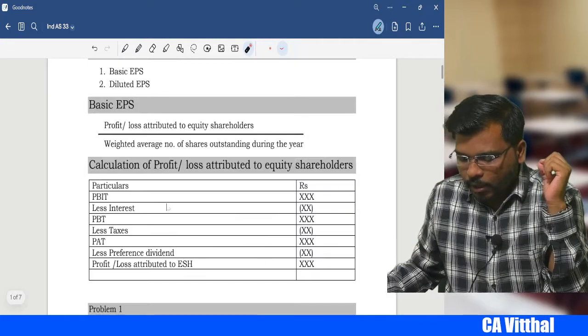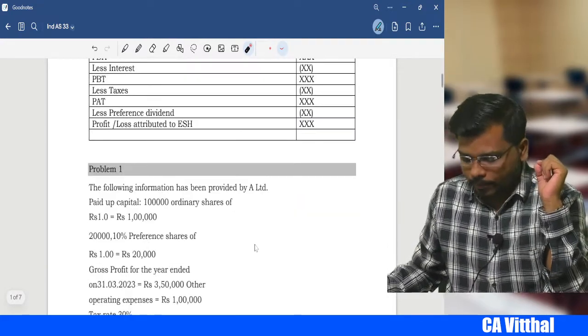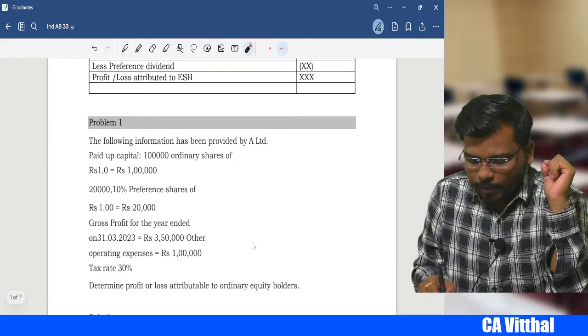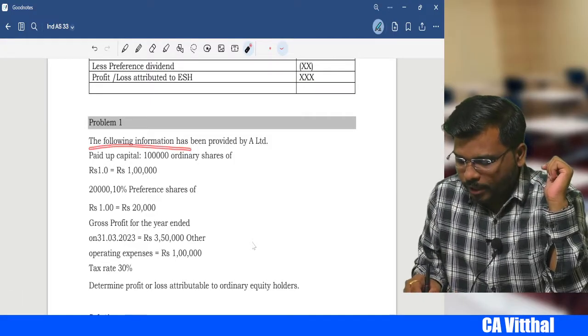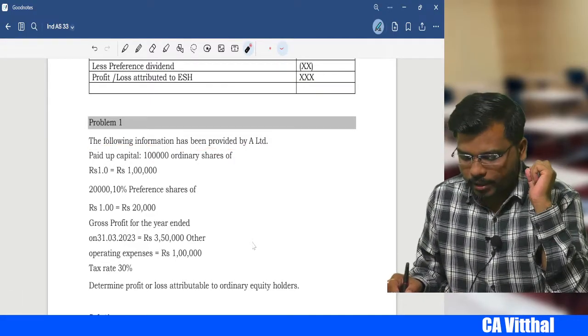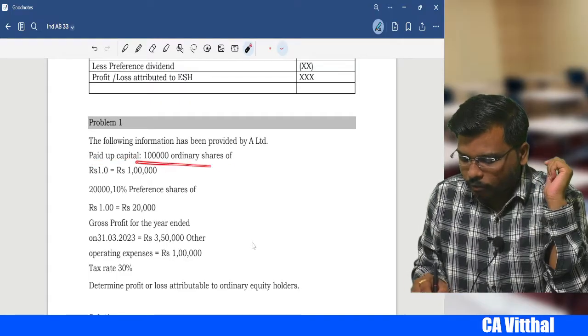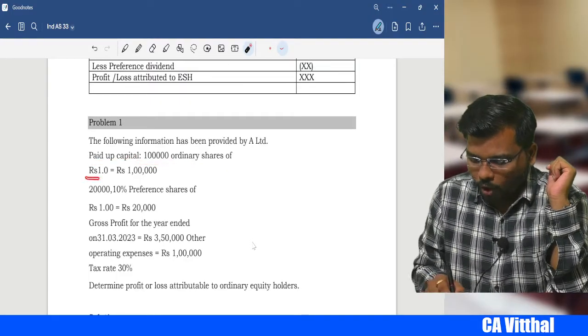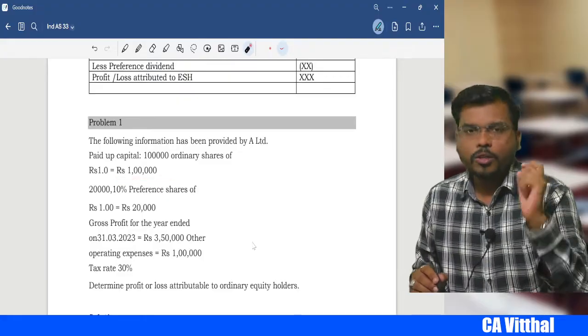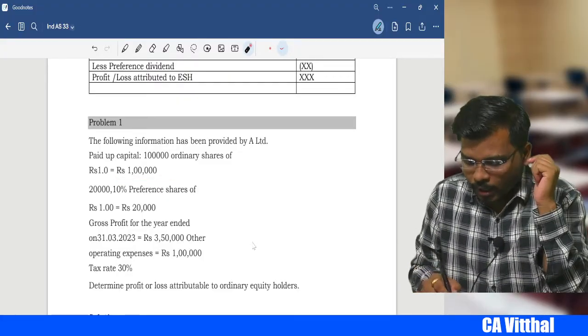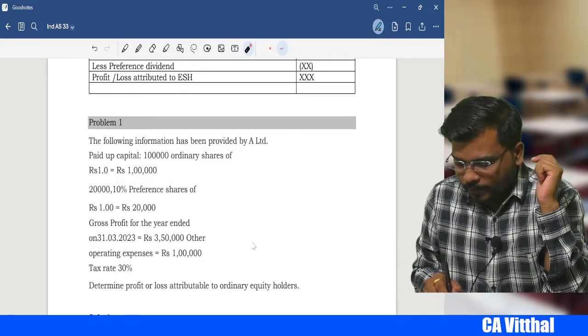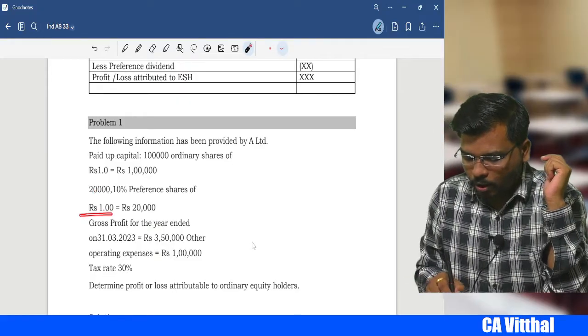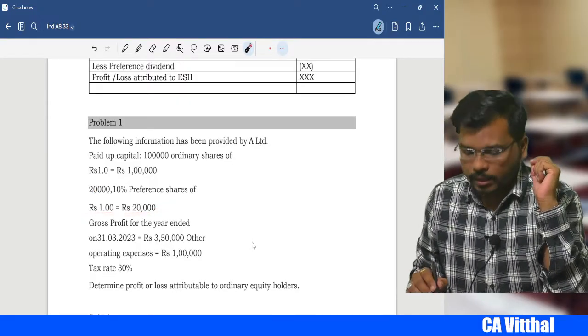Next, now let's solve one sum. Let's say problem number 1. The following information has been provided by A Limited. Paid up capital is 1 lakh ordinary shares of 1 rupee each, that is 1 lakh rupees. Ordinary shares means equity shares. Then 20,000 10% preference shares of 1 each, which is 20,000.